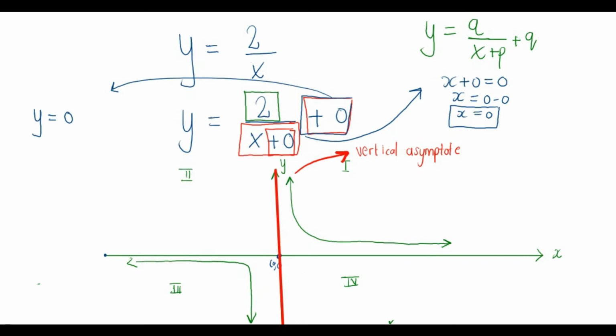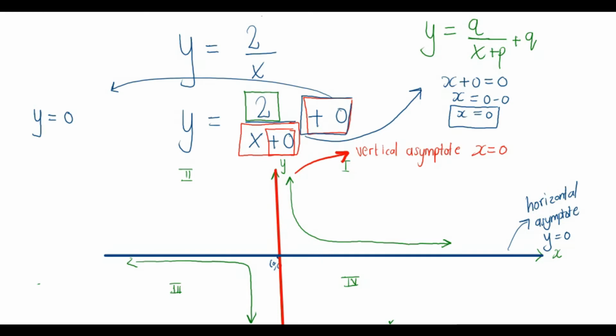And where is y equal to 0? That is where our y is equal to 0. So the red line is your vertical asymptote, and the vertical asymptote is your line x equals 0. And the blue line is your horizontal asymptote, which is y equals 0.